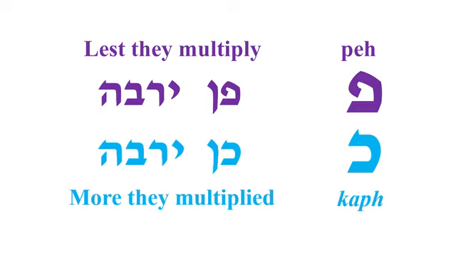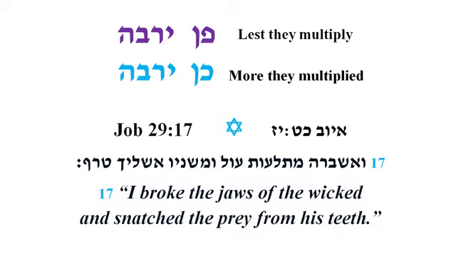The first word is pay noon for lest they multiply, and the more they multiplied is kaf noon. The only difference is the pay and the kaf. And remember, the pay represents a mouth, and it looks like a mouth with a tooth hanging down. What's kind of funny, because Job 29:17 says, this is God speaking, I broke the jaws of the wicked and snatched the prey from his teeth. And you can see the more they enslaved, the more they multiplied. God knocked the tooth out of Pharaoh's mouth. Very clever God.